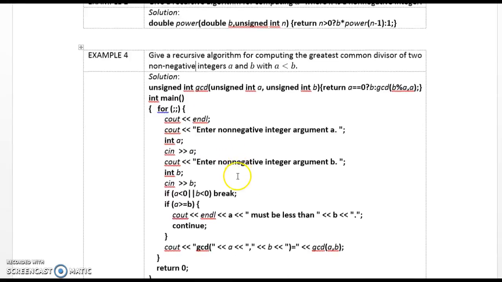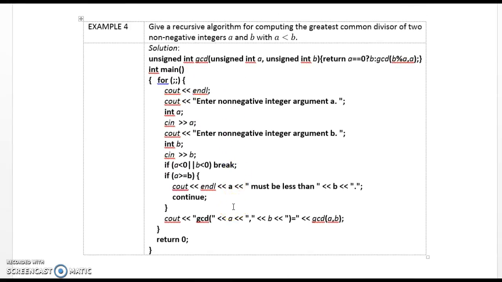Example 4. Give a recursive algorithm for computing the greatest common divisor of two non-negative integers a and b with a less than b. So I have an unsigned int GCD(unsigned int a, unsigned int b). If a is equal to 0, return b. Otherwise, return the GCD of the remainder of b divided by a, and a. And so I have a main routine here that prompts for this and gives you a result.